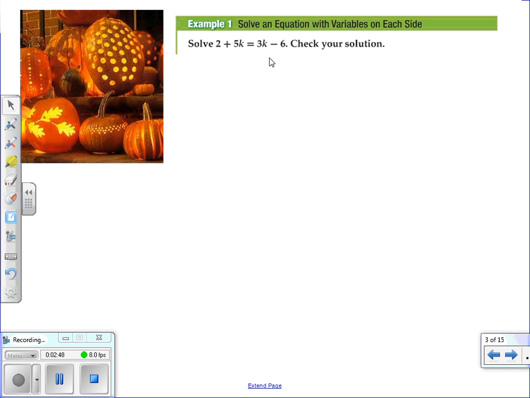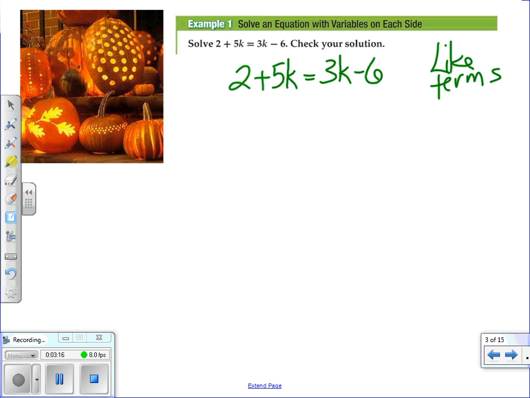Okay, let's try this. Solve an equation with variables on both sides. The first step is always to take your problem and rewrite it on your paper: 2 plus 5k is equal to 3k minus 6. So that's our first step, write our solution. Your second step is to get your like terms together.